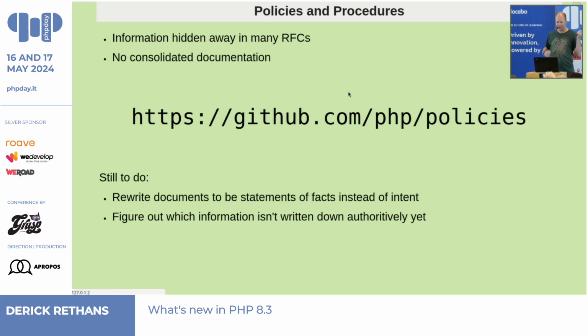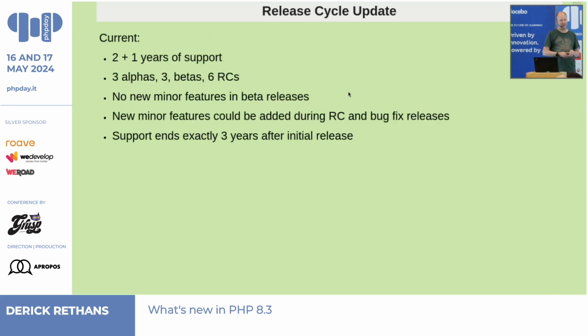Also, what we're changing is the release cycle. PHP used to have 2 years of normal support and 1 year of security support. The release process took a long time. We had 3 alphas, 3 betas, 3 release candidates. That's 12 releases or 24 weeks before a release. That's such a long cycle, about 4 months. And in those 4 months, we can't actually add new functionality to PHP, which isn't great either.